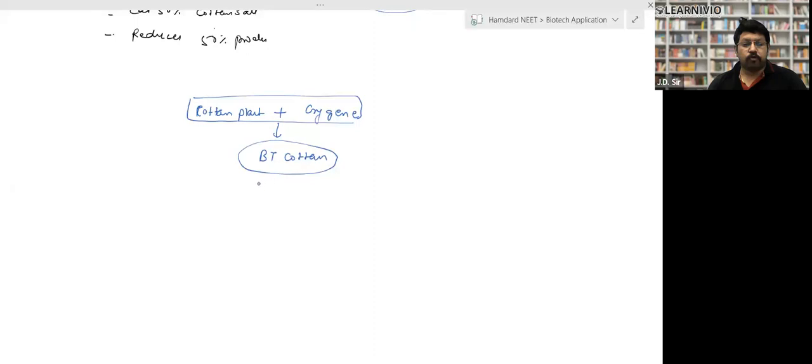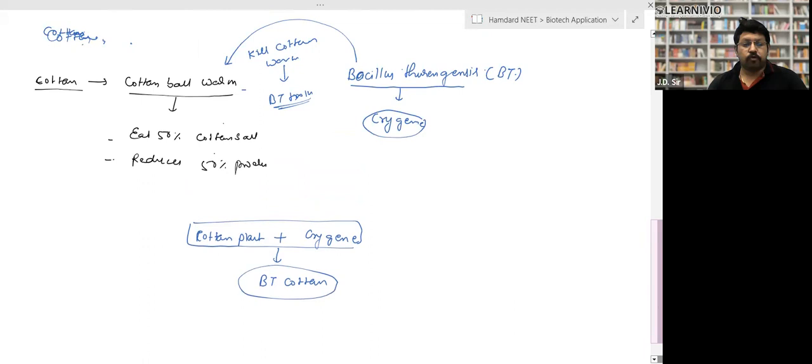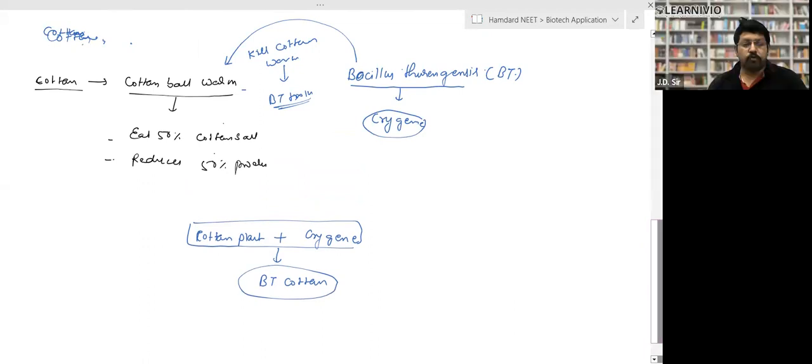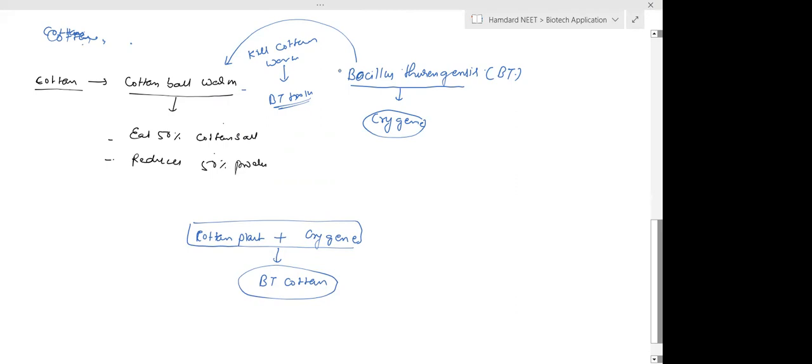Then Bt tobacco and Bt brinjal. Got it? What is the story behind the Bt cotton? Clear? Okay. Now come to your PDF. If you want, you can take a screenshot. Bt cotton has the cry gene and it produces Bt toxin.